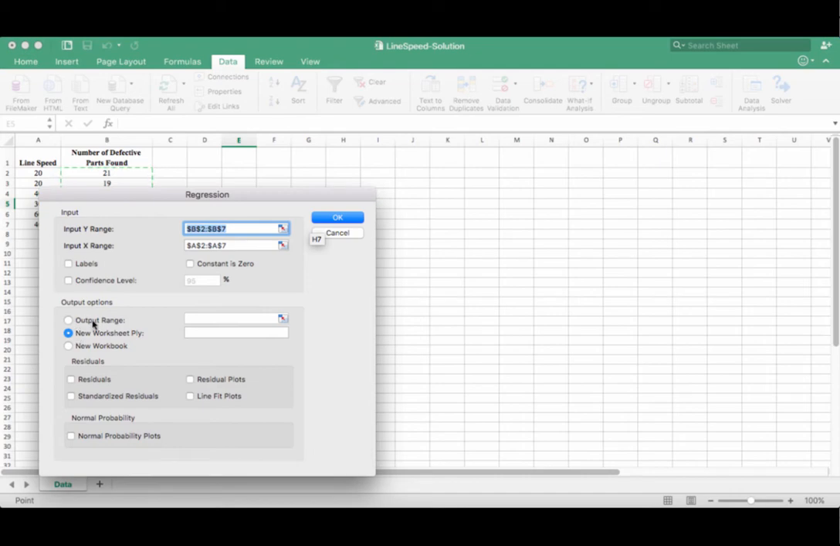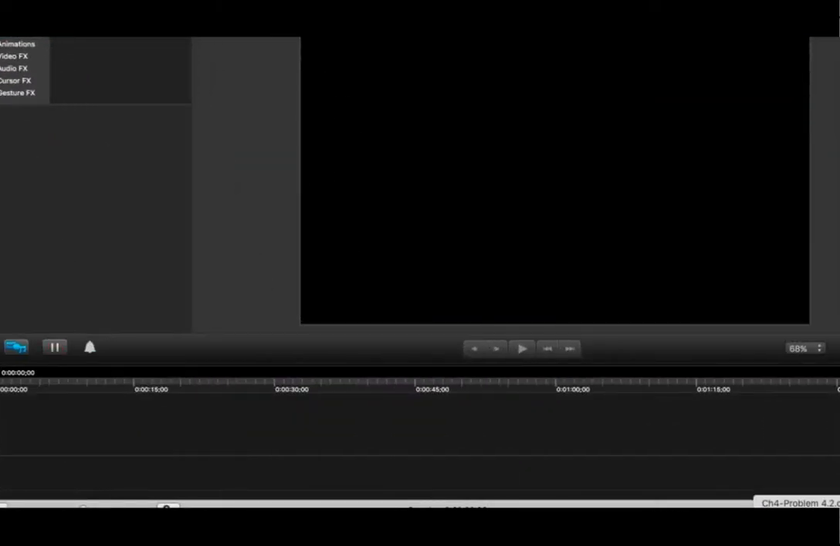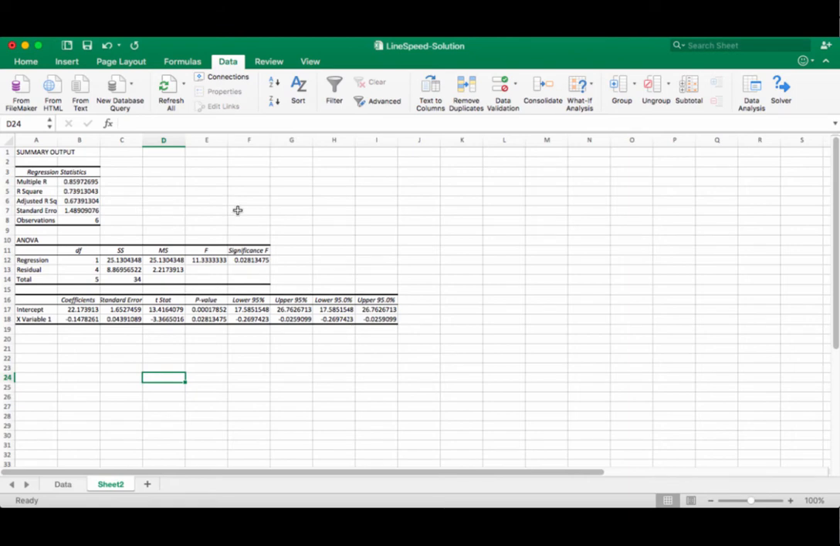whether you want to basically report it in a new worksheet, or I put it in the new worksheet ply. Basically, it opens a new worksheet for me. And if you have any restrictions on number of residuals, basically we can report residuals, standard residuals, line fit plot, and stuff like that. I hit OK, and it gives me the report for the regression analysis. So what we have over here is the summary output.